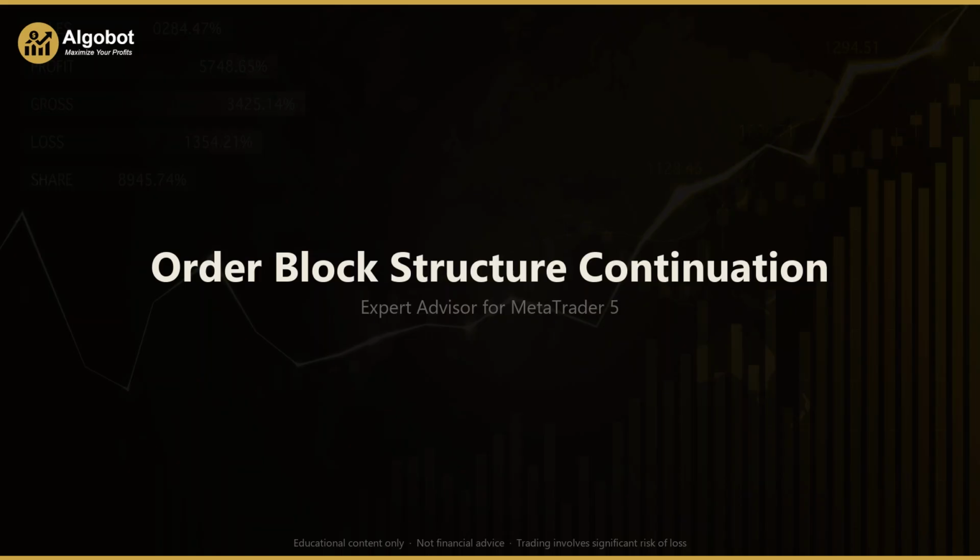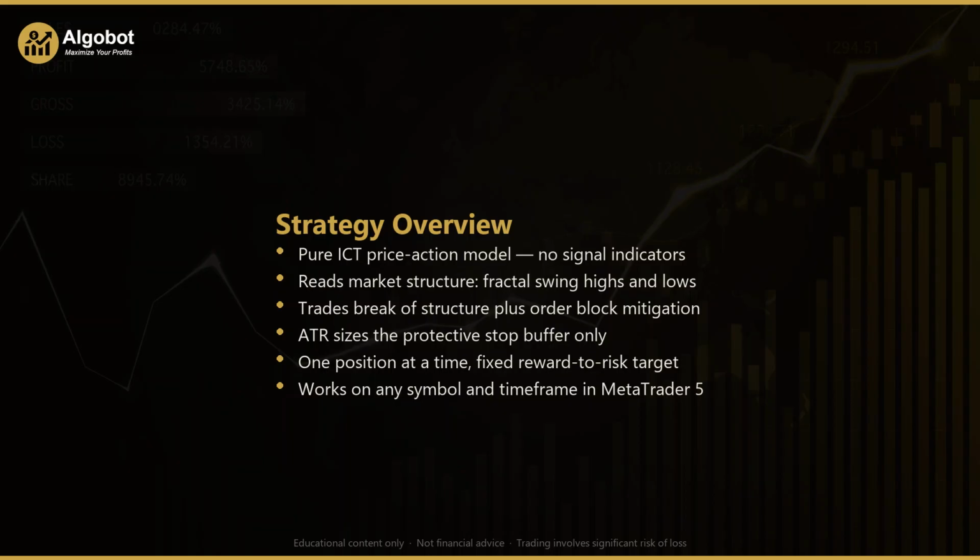Let's get started. So what exactly does this expert advisor do? Order Block Structure Continuation is an automated strategy built around three classic price action ideas from the Inner Circle Trader approach. The first idea is market structure. The EA continuously tracks fractal swing highs and swing lows, the turning points where resting orders, or liquidity, tend to sit. The strength of these swings is set by a parameter called SwingStrength, which decides how many bars must sit on each side of a pivot before it is confirmed.